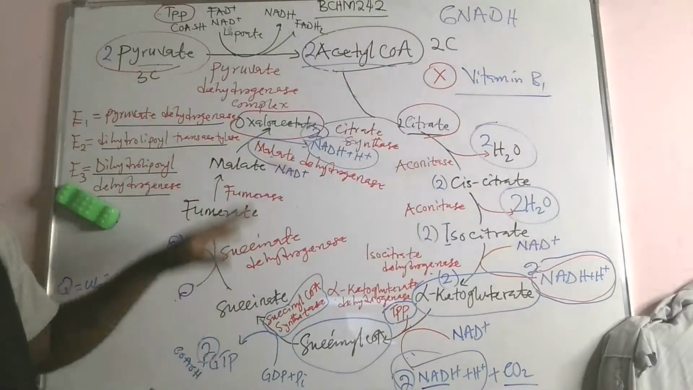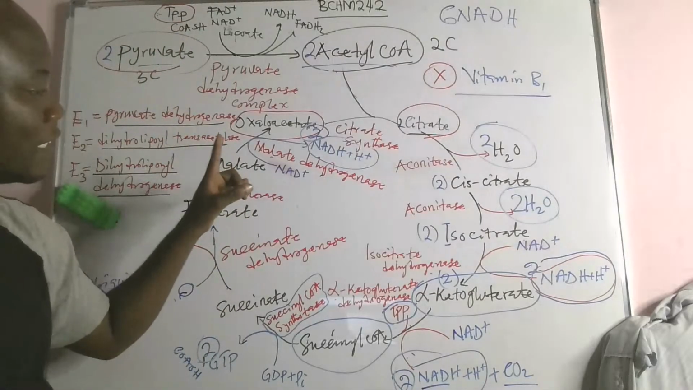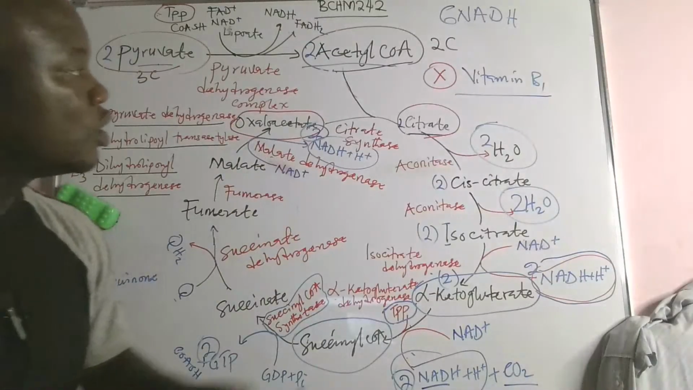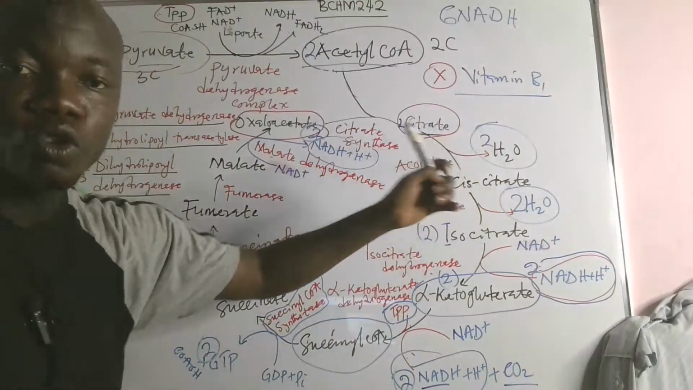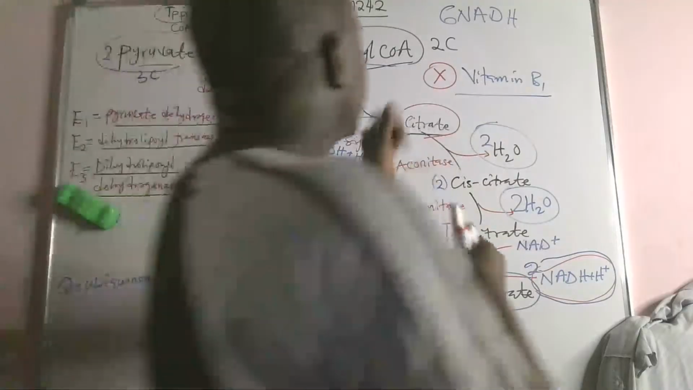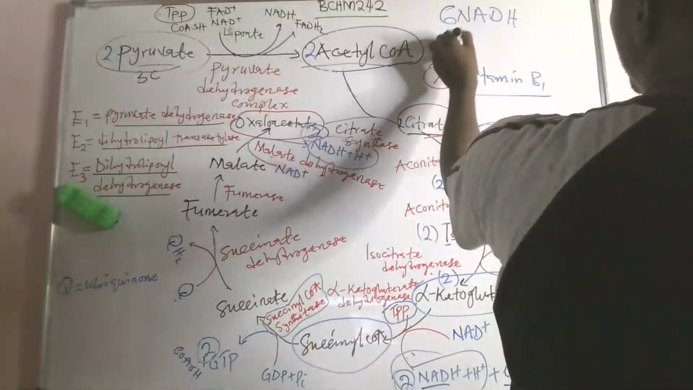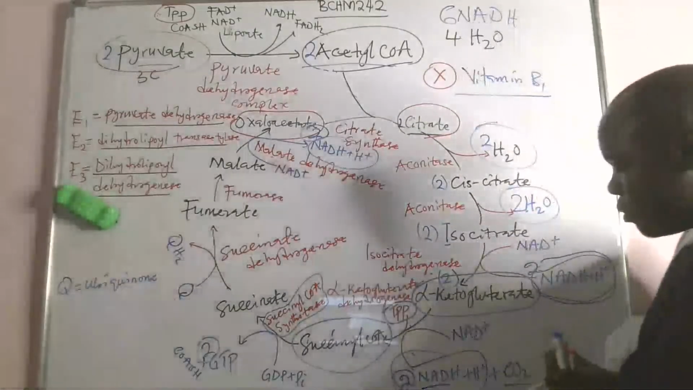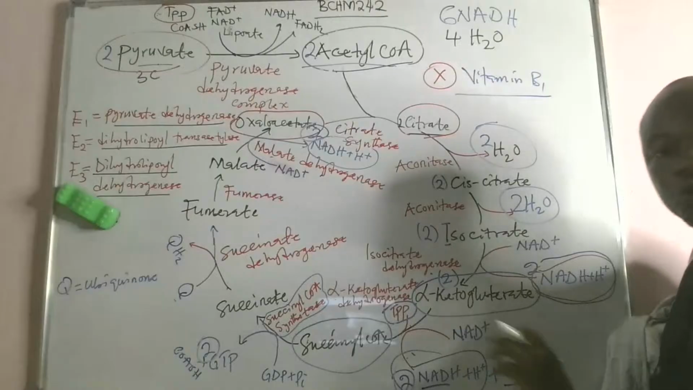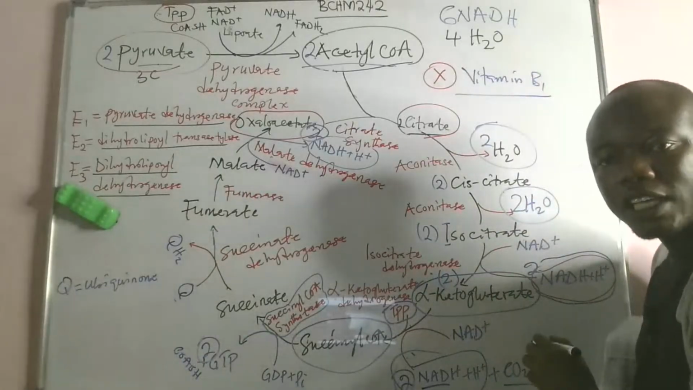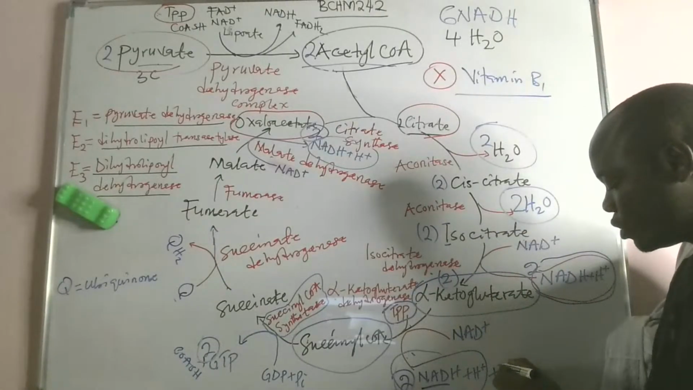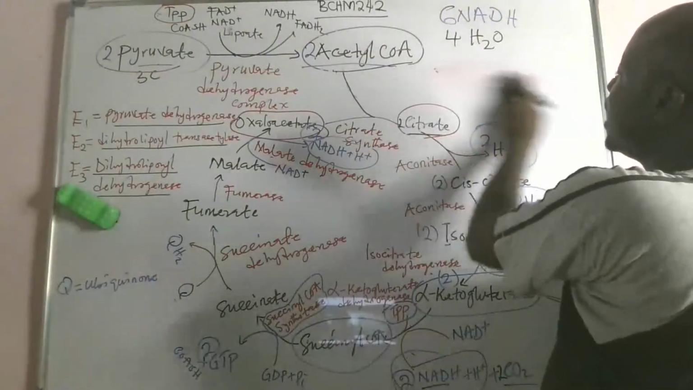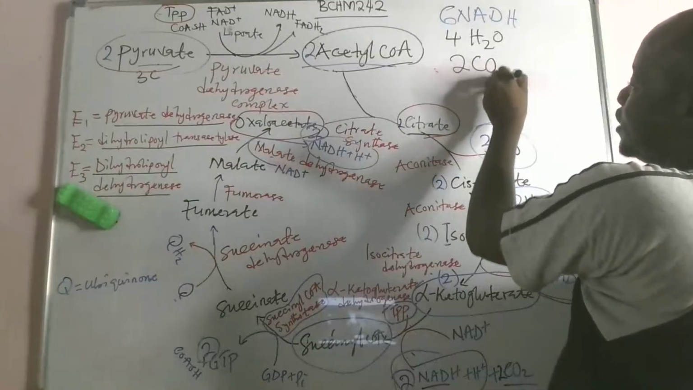So now the next thing: how many molecules of water are generated? Two are generated here. So if you add them for two cycles, we generate 4 molecules of water at the end of Krebs cycle. Then how many CO2, carbon dioxide? Remember, I told you that 1 molecule of carbon dioxide is generated. So for 2 cycles, we have 2 molecules of carbon dioxide.